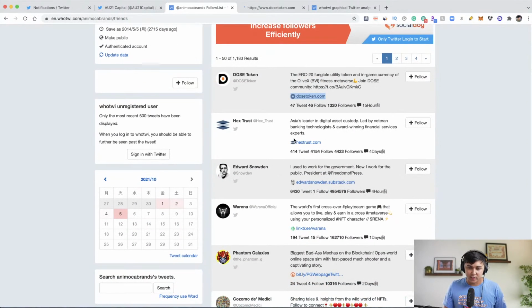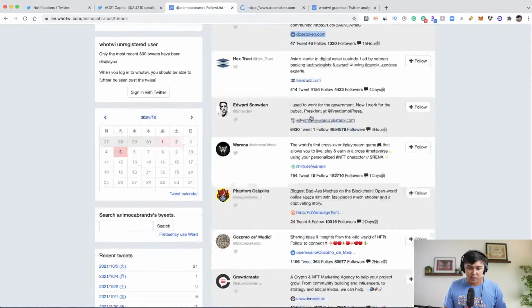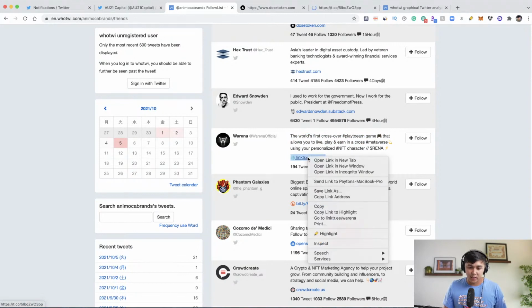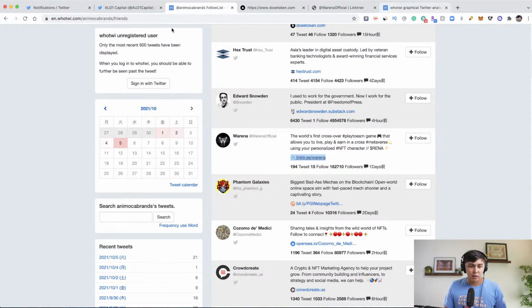Asia's leader in digital asset custody, led by a veteran banking technologist. No. War Arena. So actually, we'll do this as a case study, okay? Because I already looked at that one.